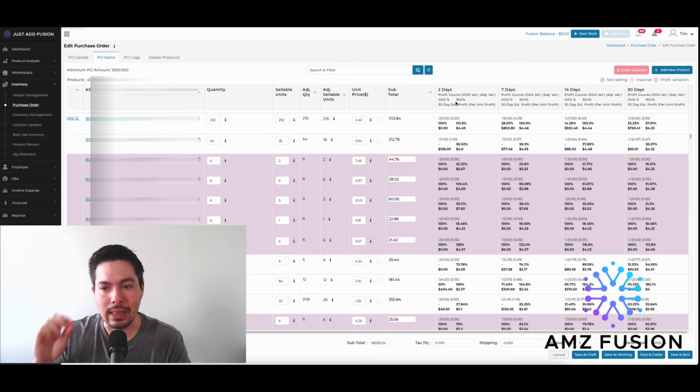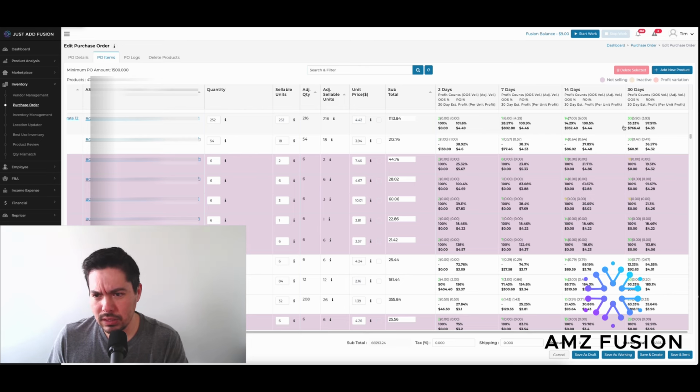And I know there's lots of information on the screen, lots of information in each of these columns, but we'll go over it and show you why we have this information. So profit count just tells us how many of the last 2 days, out of the last 2 days, have been profitable. 7 out of 7 days have been profitable, 14 out of 14, 30 out of 30. That means that this product has met our purchasing criteria every single day for the last 30 days.